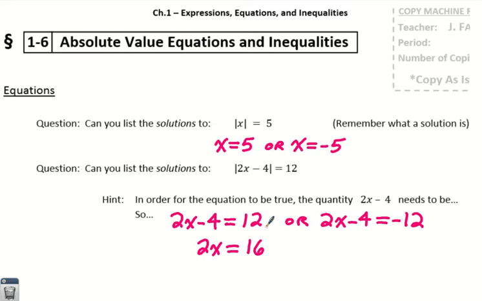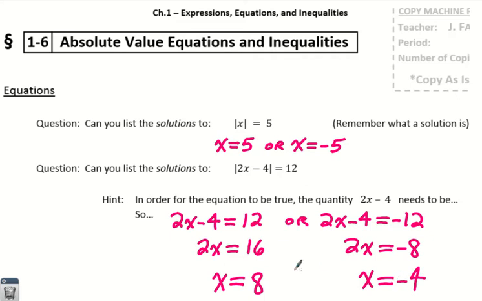Anyway, solving this is real simple, like you've done thousands of times. If we add 4 to the other side, to get 2x all by itself, we get 16. And then if we divide both sides by 2, to finish solving for x, we get positive 8 over here. If we added 4 to both sides, we'd get there. And then dividing both sides by 2, we'd get -4. So the two solutions to this equation would be positive 8 or -4.